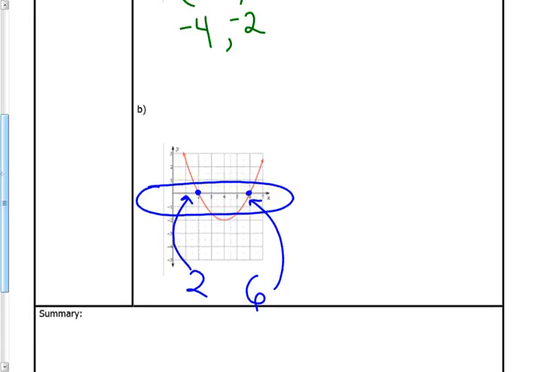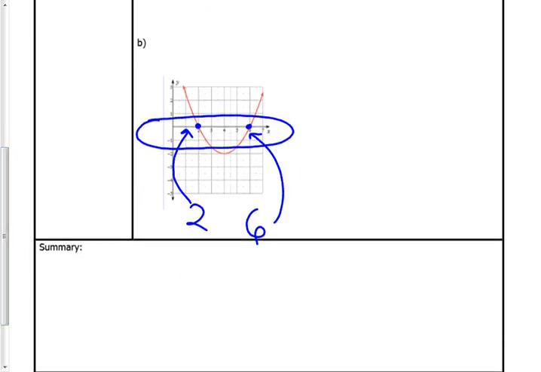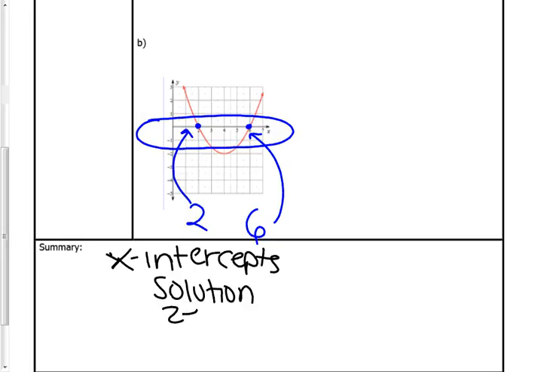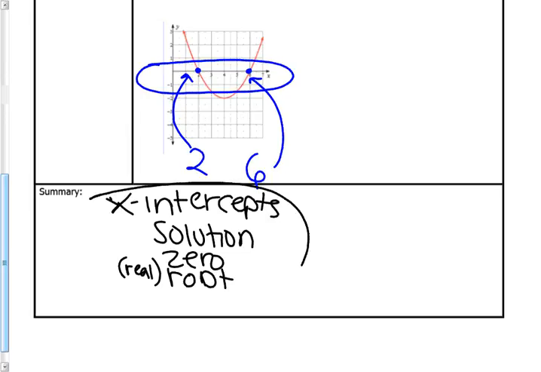So in summary, what we need to remember is that x-intercepts have many different terms or definitions. An x-intercept is also known as a solution, a zero, or root or real root. So anytime you see these words in the question, they're all talking about the same thing. They're all talking about that x-intercept.